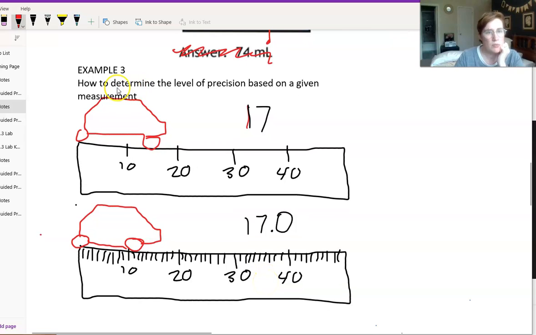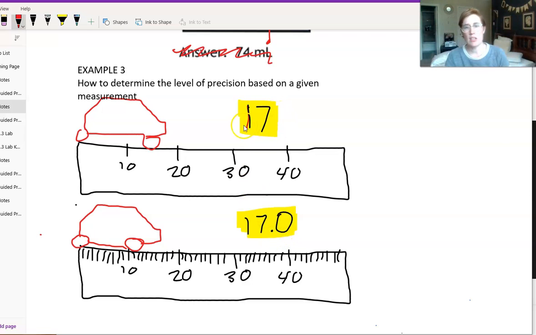Let's look at another example. Here we have our 2 measurement values that we looked at the very beginning of our lesson. 17 and 17.0. What's the difference? Well, the difference is that I can look at these numbers and I can determine what type of instrument was used to measure it, because the last digit here is always the estimated digit. So that means in this measurement, 7 was estimated, and in this measurement, 0.0 was estimated. And then all the digits before it were measured.